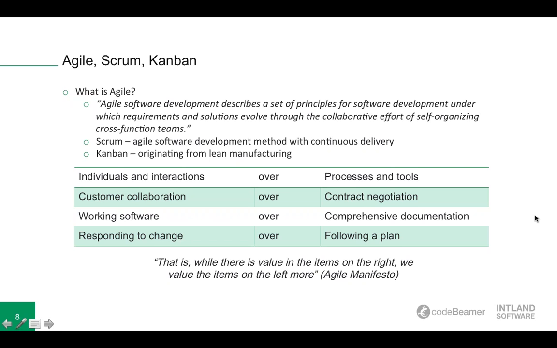What you see here on the bottom of the slide is the Agile Manifesto. These are the 4 main principles. So according to the Agile Manifesto, Agile software development finds more value on the items on the left compared to the items on the right. So individuals and interactions over processes and tools, customer collaboration over contract negotiation, working software over comprehensive documentation, and responding to change over following a plan.